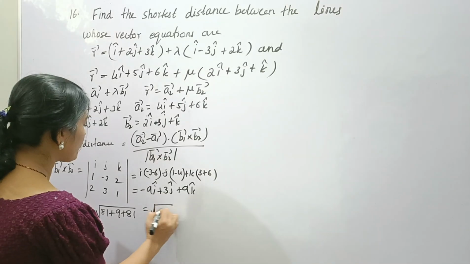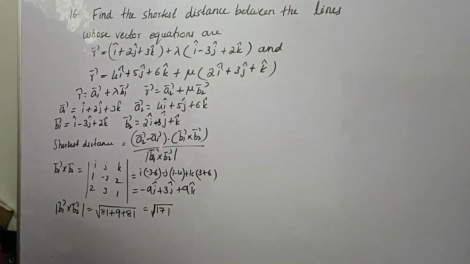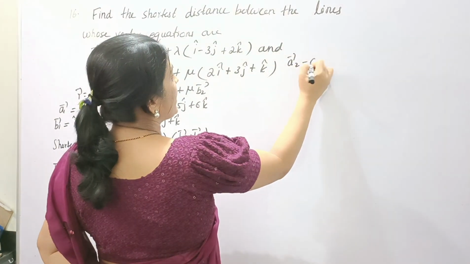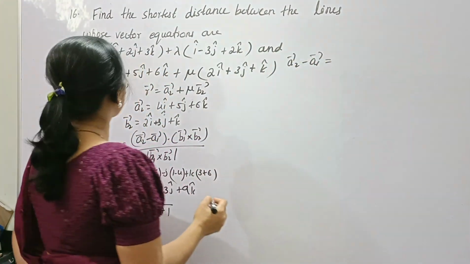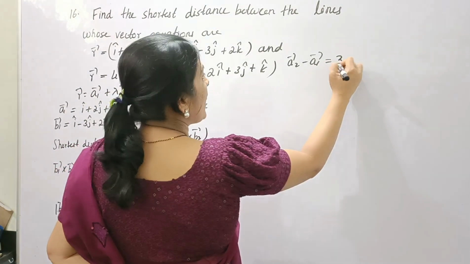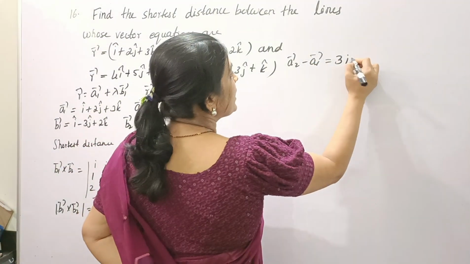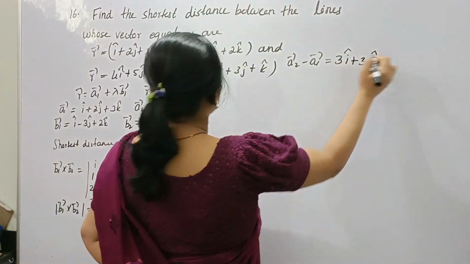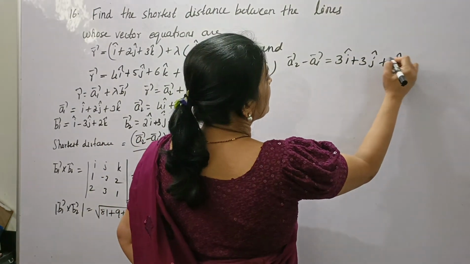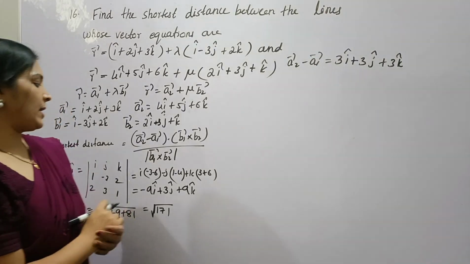1 square root of 171. Okay. Then let's find vector a2 minus vector a1. Vector a2 minus vector a1 is equal to 4 minus 1, 3i, 5 minus 2 plus 3j, 6 minus 3, 3k. Okay. So vector a2 minus vector a1 is 3i plus 3j plus 3k.